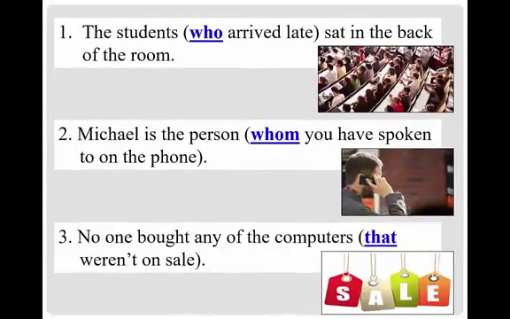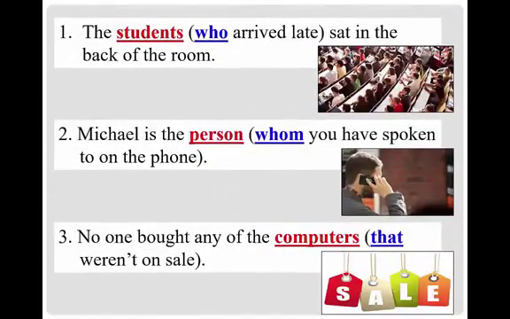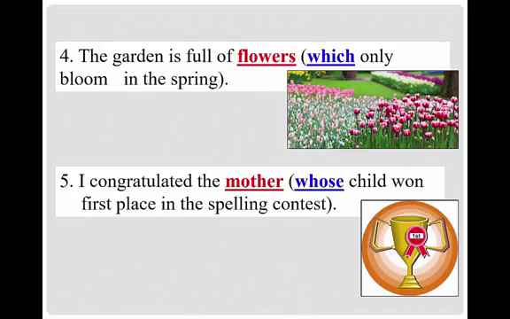In blue, you can see the relative pronouns that you've already learned how to use. Who, whom, that, which, and whose. And in red, you can see the nouns that they modify. Students, person, computers, flowers, and mother.